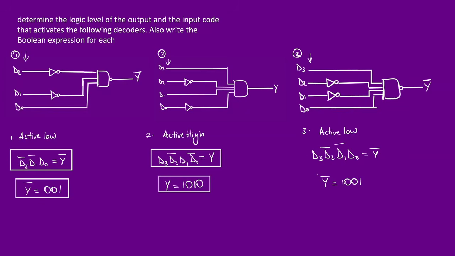Okay. So it's important to note when dealing with normally low, dealing with NAND gates, that's active low, that your output here is going to be not Y. All right. Since you're dealing with the active low configuration. But if I'm dealing with active high, that's my AND gate, my output is going to be Y. So that's all there is in being introduced to decoder circuits.